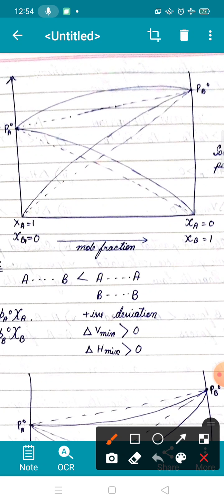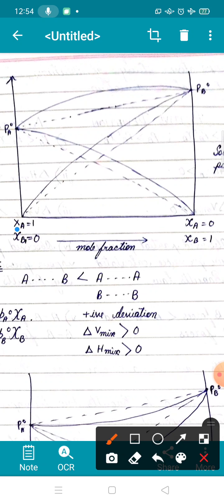Now, if the solution obeys Raoult's law, then as chi A is decreasing, PA is also decreasing. You see, these dotted lines are continuously decreasing. But since it is not following Raoult's law, what is happening? PA is more than PA naught chi A. So the line is above the line which is expected. The dotted line is the expected line, but the curved line is the reality. It is a parabolic line, you can see.